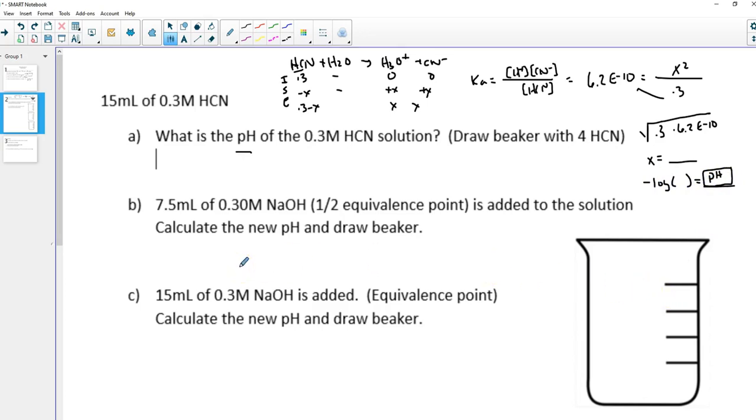It says 7.5 milliliters of 0.3 molar NaOH is added to the solution. Calculate the pH. I'm just going to draw these in here quickly. That's from the first one. I notice I'm adding enough of my base to knock out half of my original. I have 15 milliliters, I'm adding 7.5. Since I have the same concentration, I know I'm knocking out half of it. So, calculate the new pH.